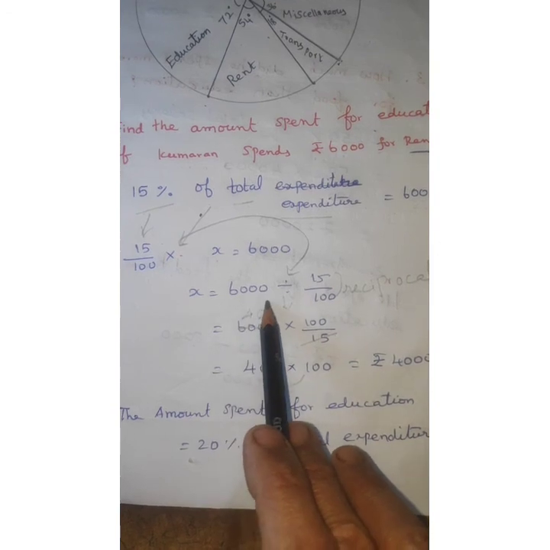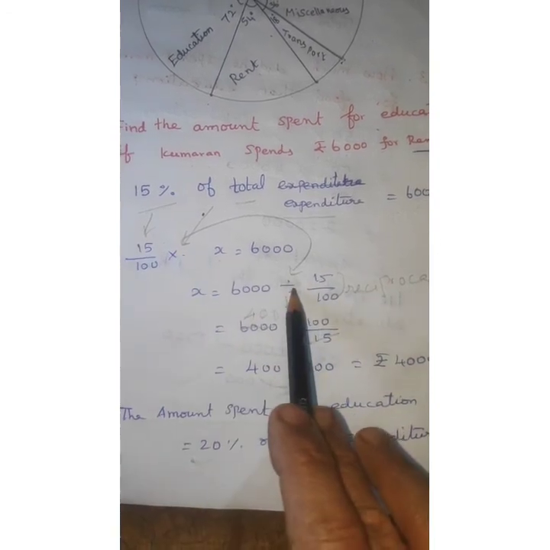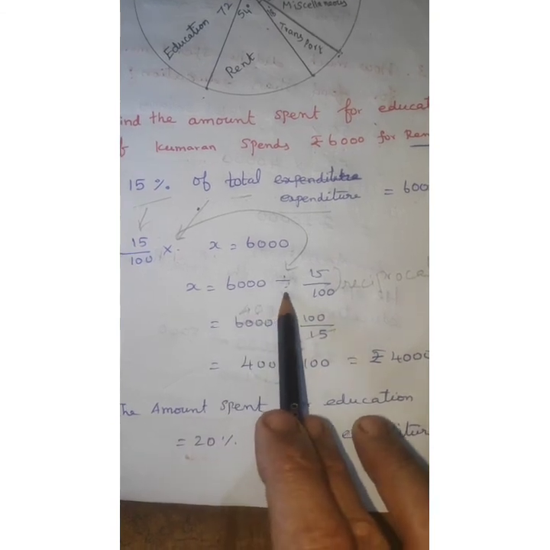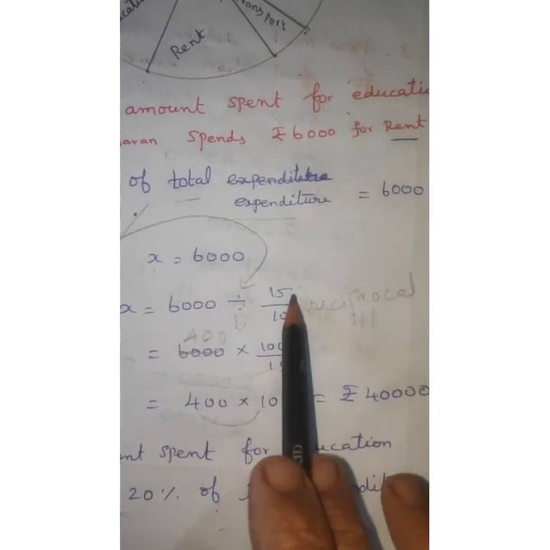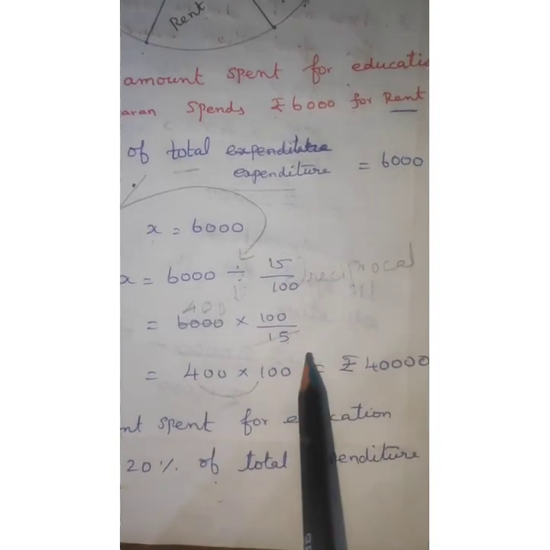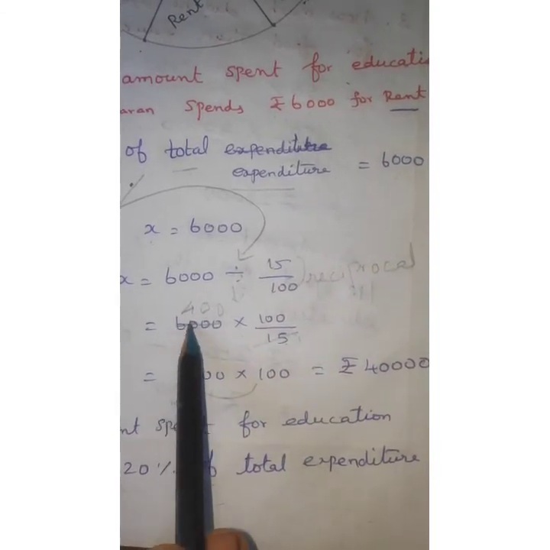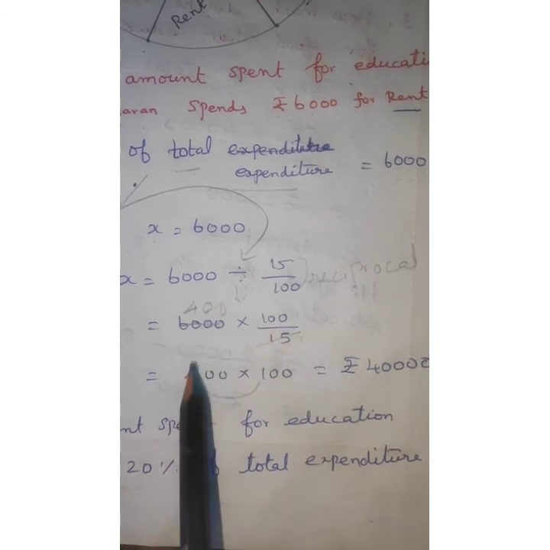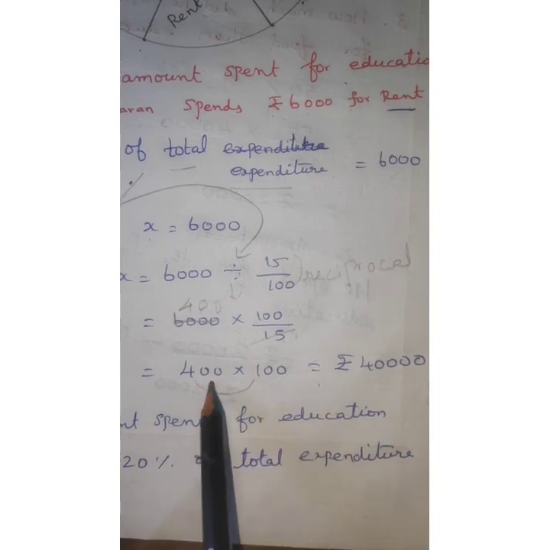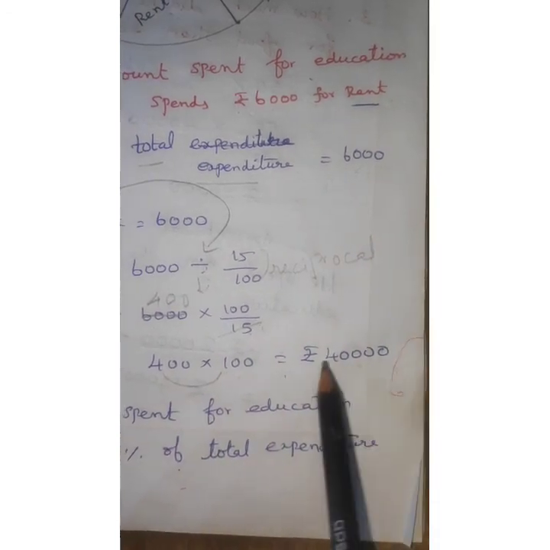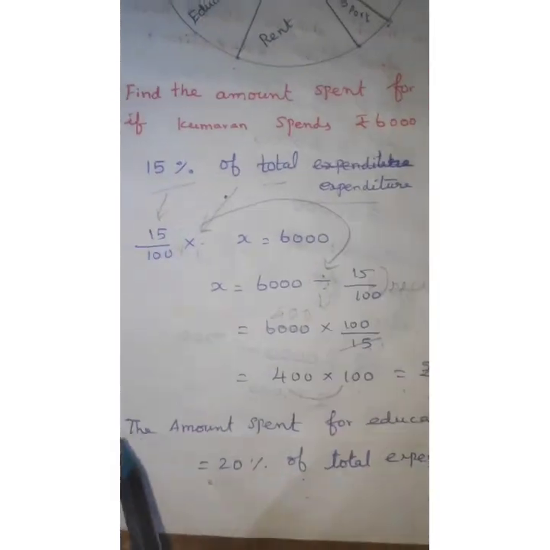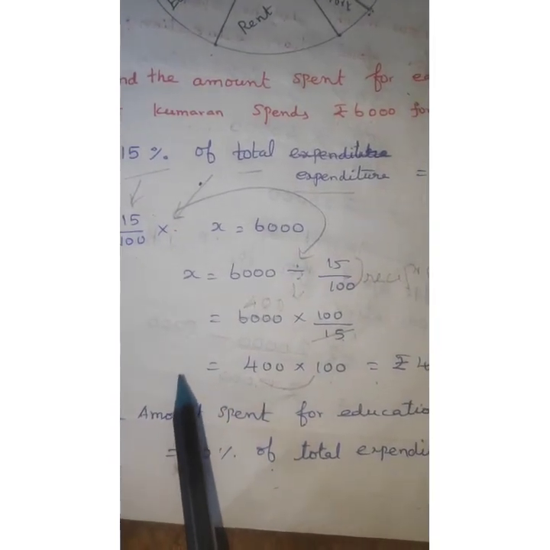x equal to 6,000 into, change the division, 15 by 100. 6,000 division, change into 100 by 15. Next, write the fraction as the reciprocal. 1 15 is 15, 4 15s are 60, x are 20, right. 400 into 100 equal to 4, total number of zeros is 4. So 40,000. 40,000 is the total expenditure amount.